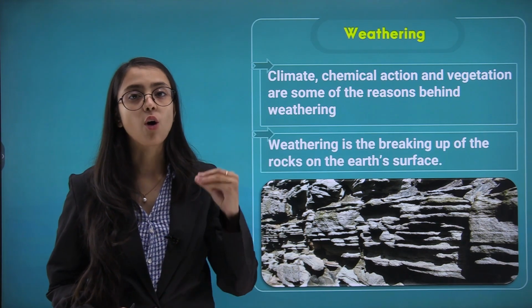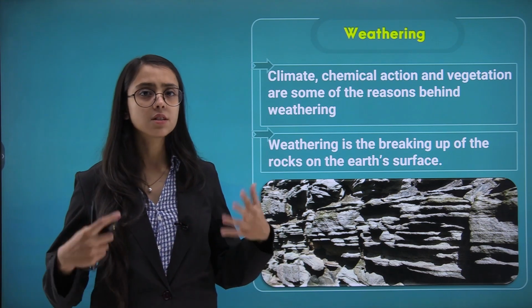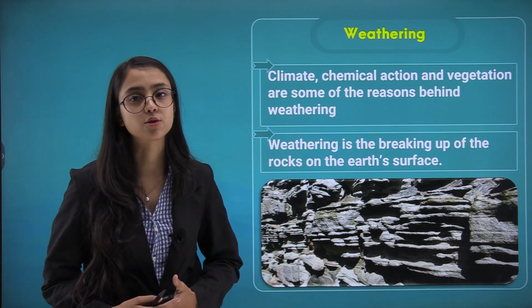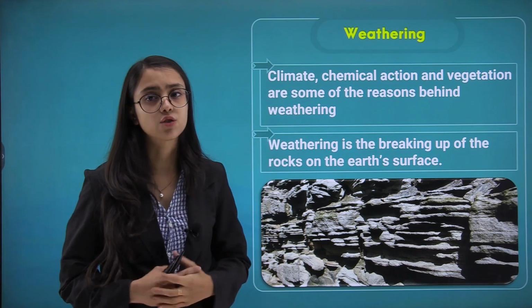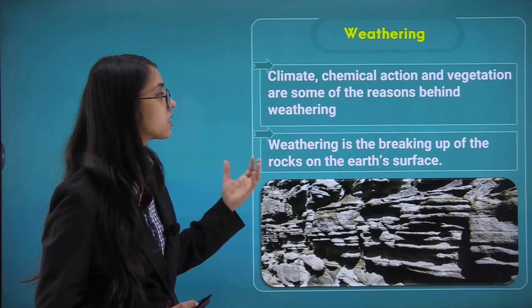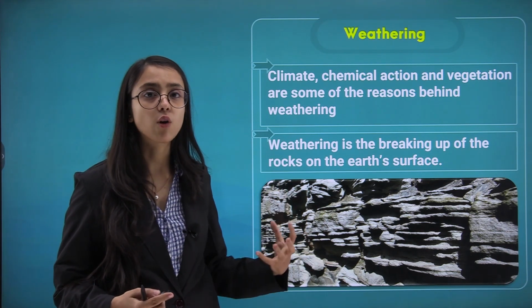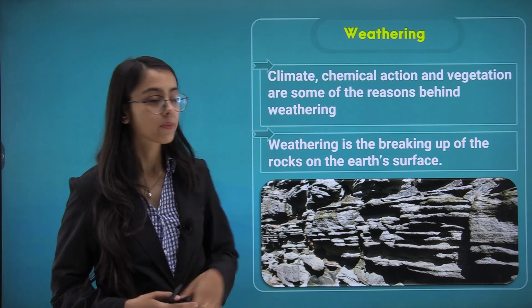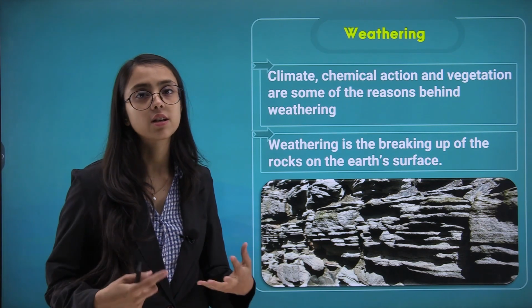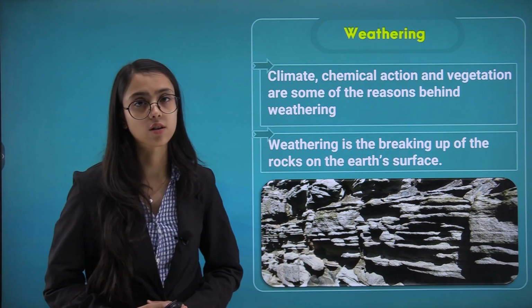Weathering is a process of breaking up and formation of rocks on the surface of the earth. How does weathering happen? There are various factors which result in the process of weathering, such as climatic changes, chemical actions, changes in vegetation and some other reasons. Weathering is when huge mountains or land masses break and form rocks on the surface of the earth. You observe here that this is a mountain, and due to climatic or natural vegetation factors, this has resulted in the formation of such large stones or rocks.